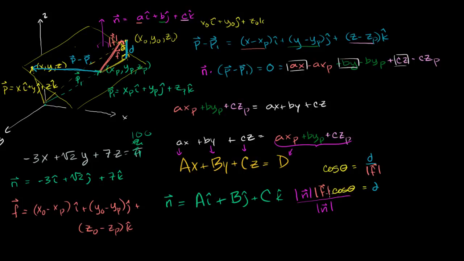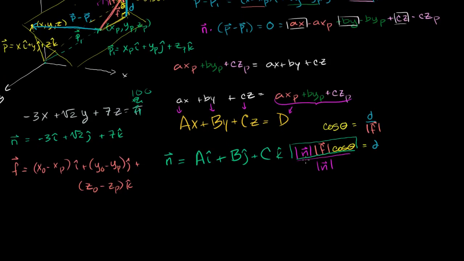I have not changed this. But when you do it this way, it might ring a bell. This expression right here is the dot product of the normal vector and this vector here, f. So this is n dot f. It's equal to the product of their magnitudes times the cosine of the angle between them. So the shortest distance we care about is the dot product between the normal vector and f, divided by the magnitude of the normal vector.